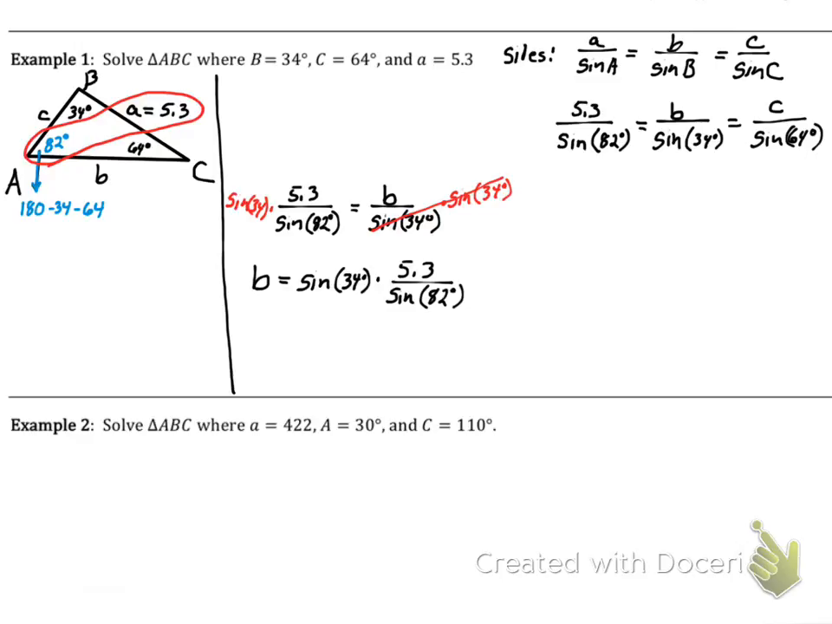Real quick, who knows the sine of 82 degrees? 0.99. Who knew that in their head, though? So what are you going to need? You're going to need your calculator. What mode does it need to be in? Degree. It needs to be in degree mode, otherwise you're getting the wrong answer. So go ahead, if you have your calculator, I'll give you a second to take it out.